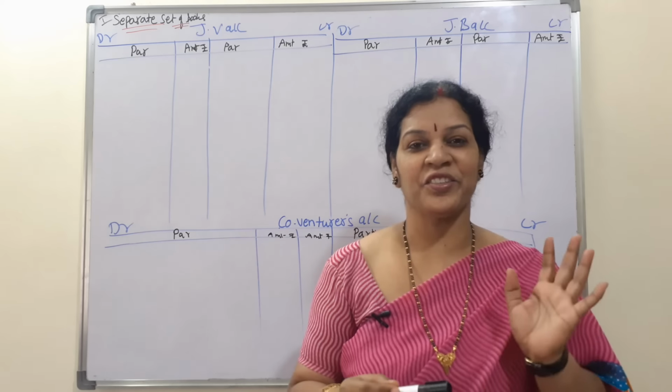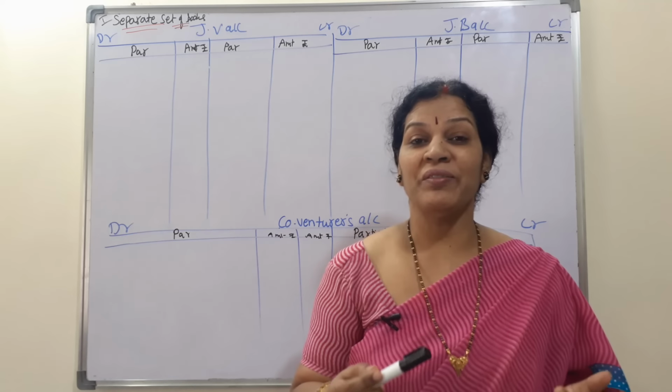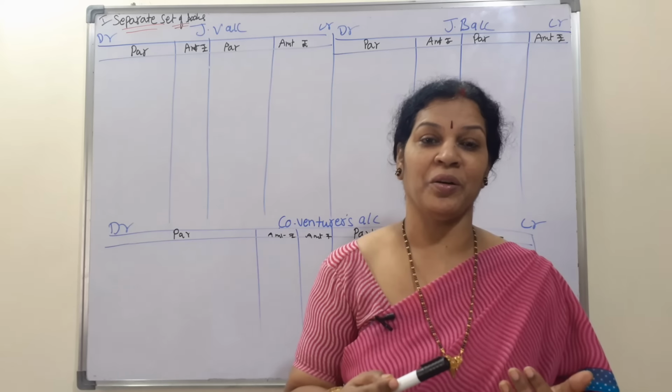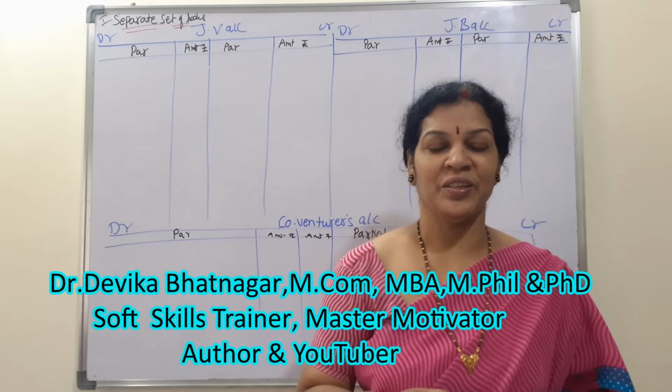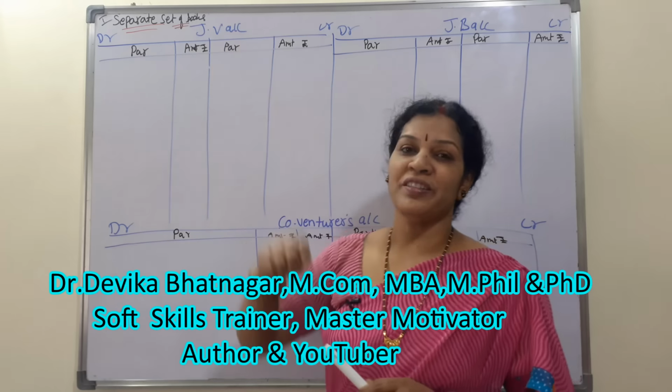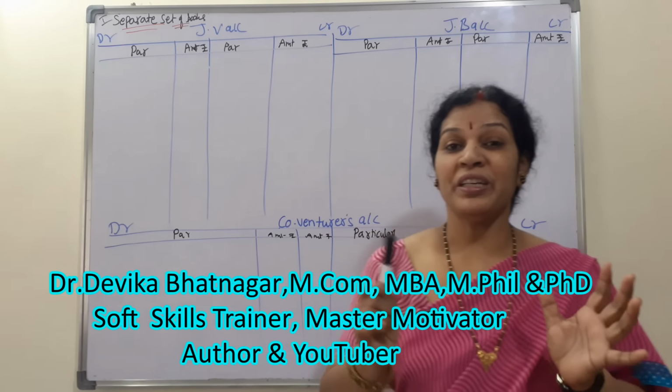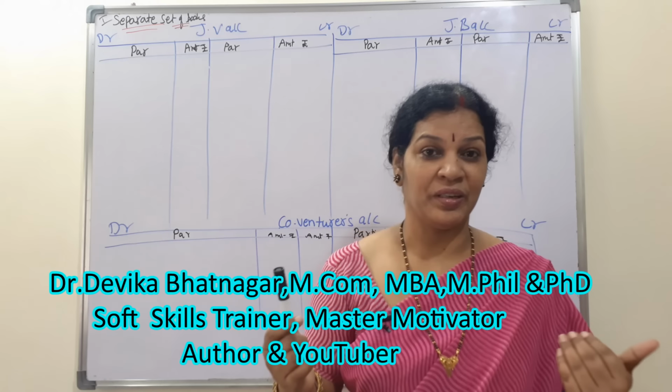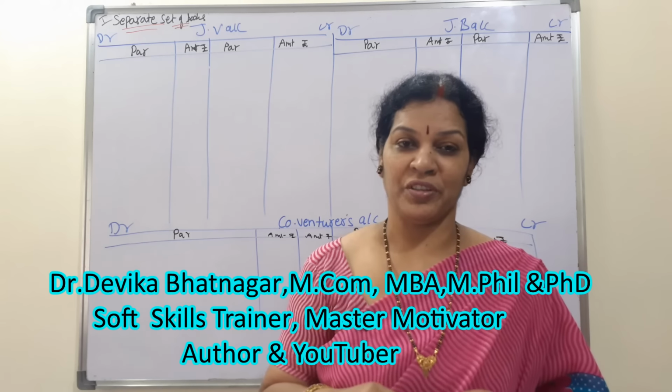Joint venture introduction is over. Now today we'll see how to prepare joint venture accounts. First method we'll see. What is the first method? Separate set of books. When separate set of books are kept, then how do we prepare joint venture accounts?